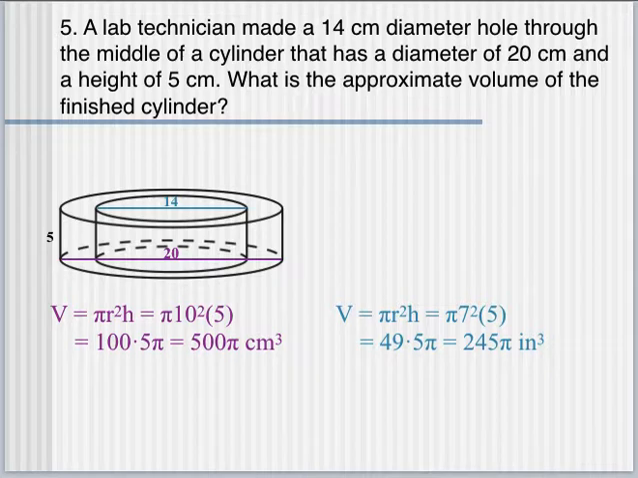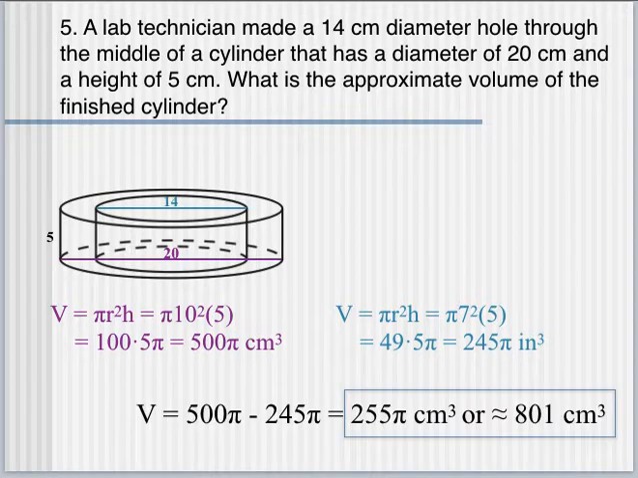So to cut out the smaller cylinder from the larger one, you subtract it. So you should get 255 pi centimeters cubed. Quick note, with word problems, they'll often want the approximate volume. In other words, not pi, but the rounded decimal version. It's roughly 801 when you actually do 255 times 3.14.